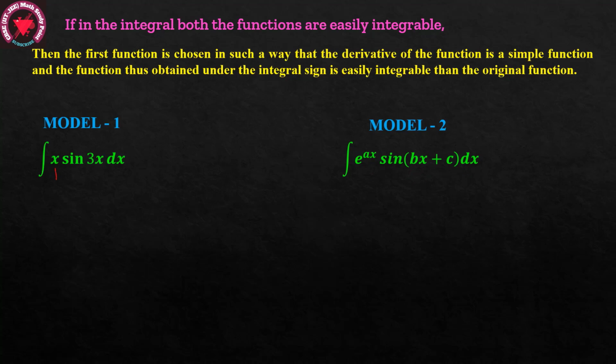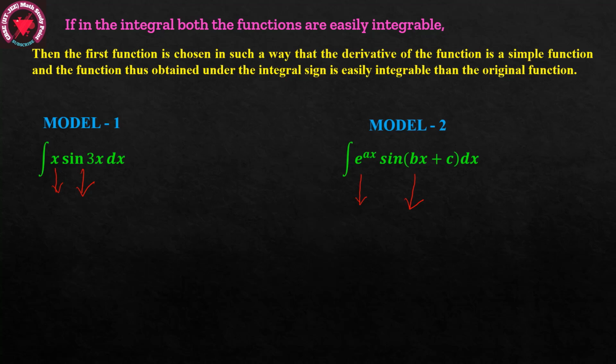See here, the integration of x we can find easily, and the integration of sin 3x also we can find easily. And here, e power ax integration we can find easily, and sin of bx plus c we can find easily separately. So in this first example, x sin 3x, a product of two functions is there. These two functions individually we can integrate easily.